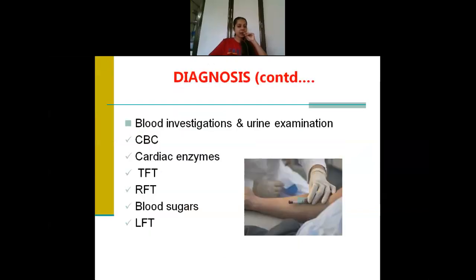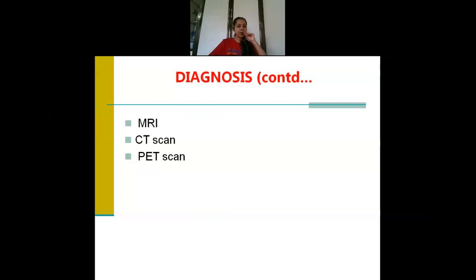Remaining things are blood investigations, okay, and urine examination can be done. You can collect a complete blood count, cardiac enzymes can be collected, okay. Then thyroid function test, liver function test, renal function test, blood sugars, lipid profile, all this can be collected, okay. We can also go for MRI, CT scan and PET scan.